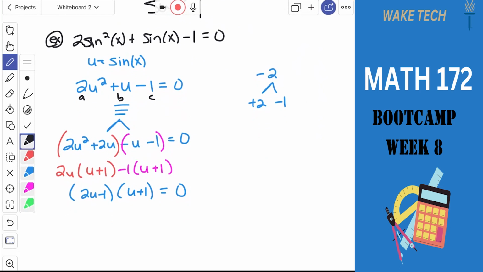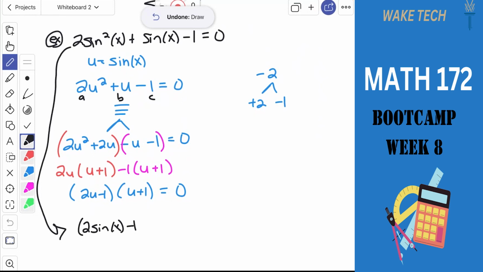But we don't want to have these u's in the work. What we need are sines. That's the original question, the one in black that we haven't actually spent much time specifically working on. So bringing that back down here, we can undo our substitution now. Instead of u, we're going to write sine x. So this really factors into 2 sine x minus 1 times sine x plus 1.